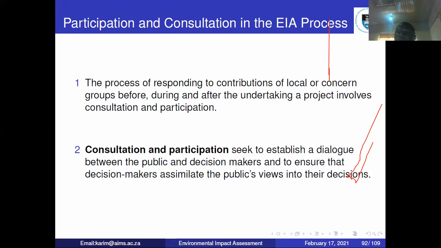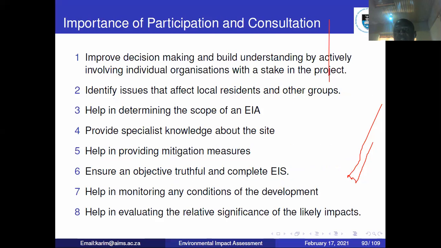So this is important because it seeks to establish a dialogue between the public and decision makers, and to ensure that the decision makers assimilate the public views into the decision. So you don't hide the public from your project when you know that it's going to affect the public or people who are interested in it or who are concerned. So you have to allow them to participate. When you allow people to participate, it will improve decision making and build understanding by actively involving individuals and organizations with a stake in the project. Involve them, let them participate so that they will be understanding.